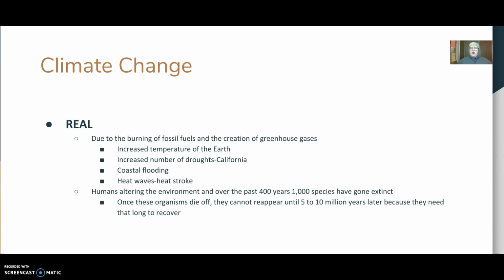And then humans are also altering the environment. Over the past 400 years, 1,000 species have gone extinct, and once these organisms die off, they cannot reappear until 5 to 10 million years later because they need this time to recover. So that is all I have.